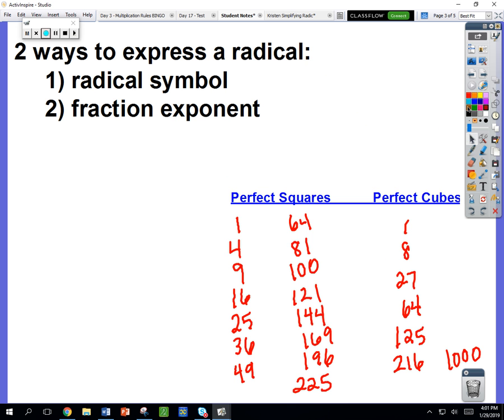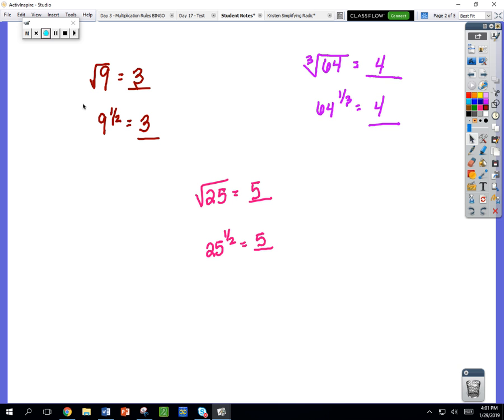What you should have noticed is that the square root, which has an imaginary 2 here, turned into 1/2. And that the square root again, with an imaginary 2 here, turned into a 1/2. Cubed root turned into a 1/3. Therefore, if I wanted to rewrite the fourth root of something, that would turn into a 1/4 power. So we're going to try that.